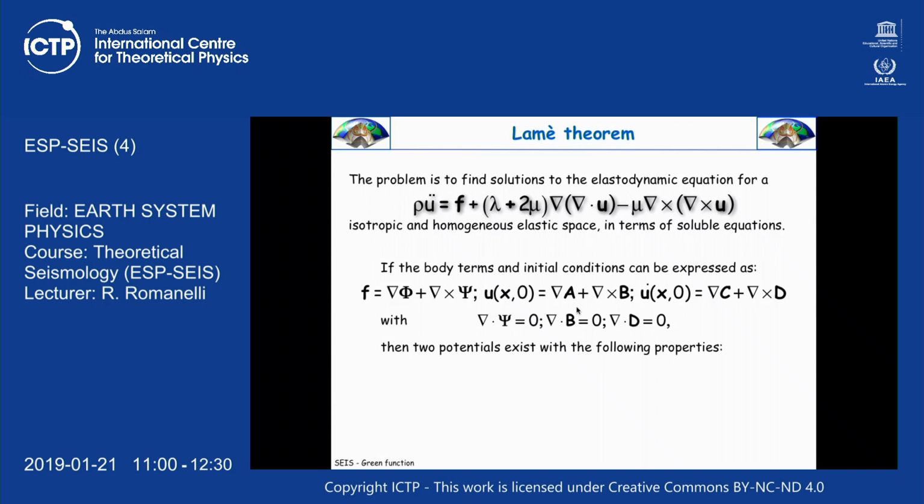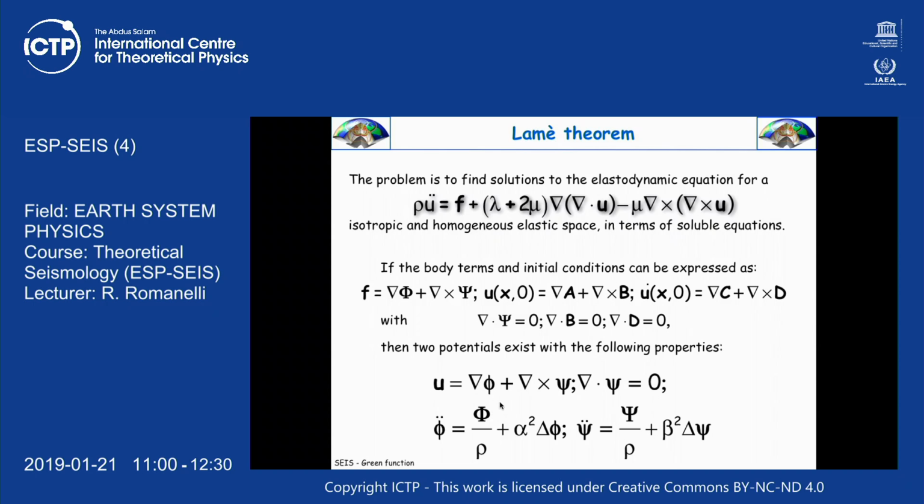Okay? Of course, we have to express initial conditions. For example, the force will act at time t, so it will be 0 first and later at a given time, in a given point. Okay, then we can find two potentials with the following properties.